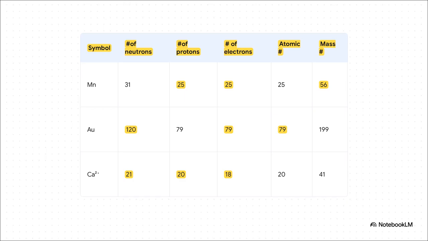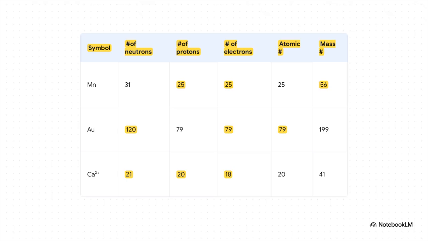First up, manganese, or Mn. The chart says it has 25 protons. Rule 1, right? That means its atomic number has to be 25. Simple. The number of electrons is also 25, so the charges are balanced, it's neutral. For the mass number, we just add protons and neutrons. 25 plus 31 is 56.